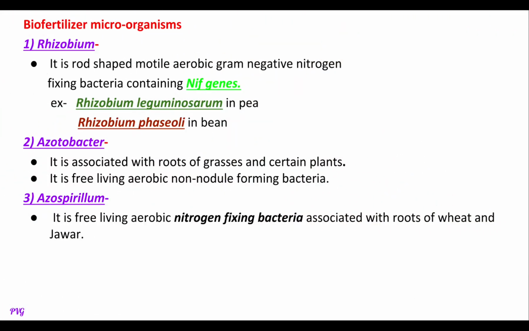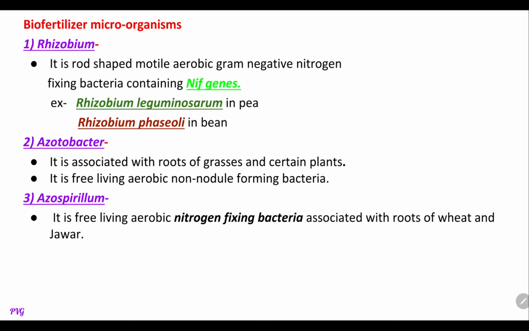Next, biofertilizer microorganisms. Again, there are a number of microorganisms that are used in biofertilizers, such as Rhizobium. Rhizobium is a rod-shaped, motile, aerobic, gram-negative nitrogen-fixing bacteria containing nitrogen-fixing genes. That is important. They are known as the NIF genes.